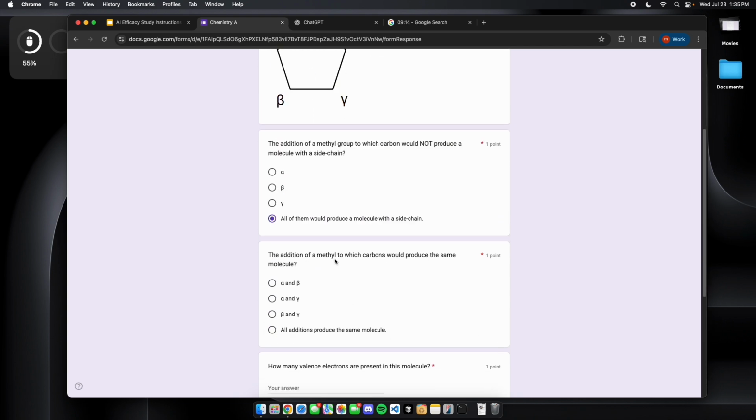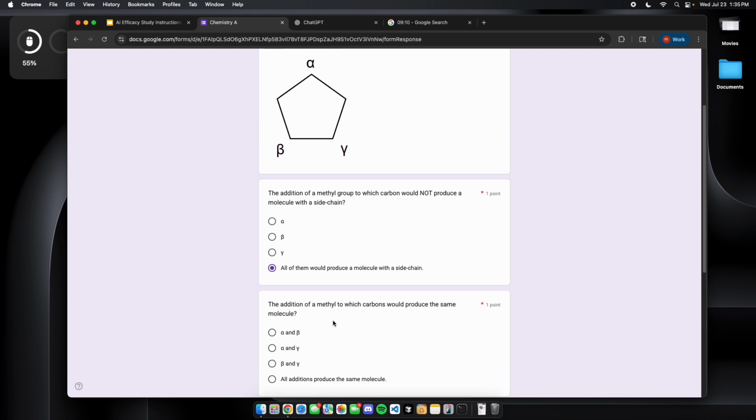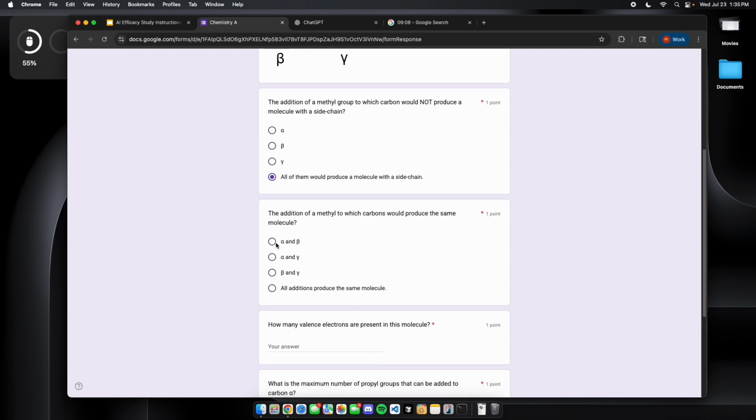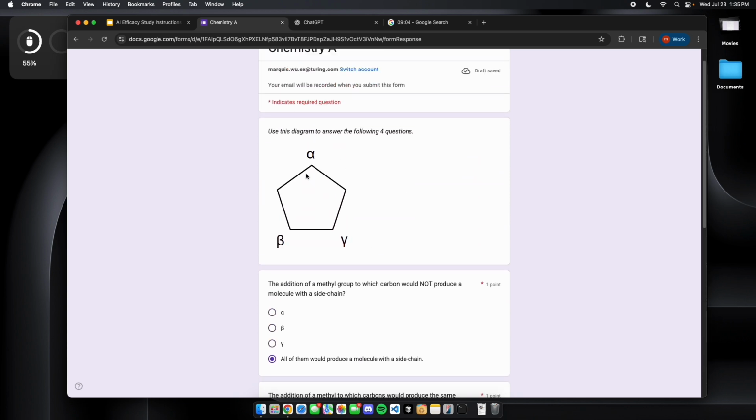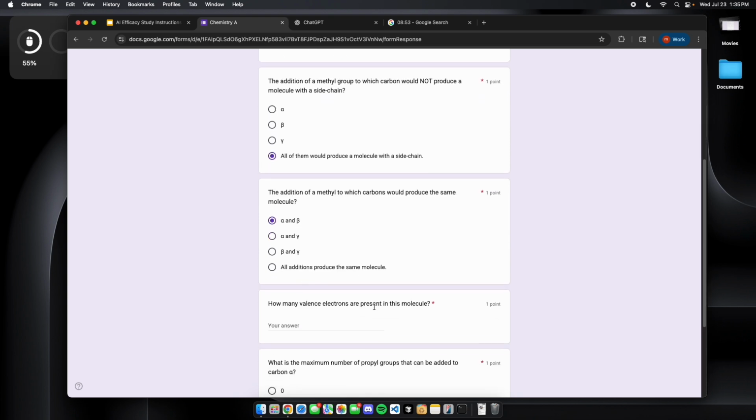The addition of methanol to which carbons would produce the same molecule. I feel like these two would. Just based on nothing, I just recognize these. Well, I do recognize this symbol too in math. However, I don't see how they relate in chemistry.